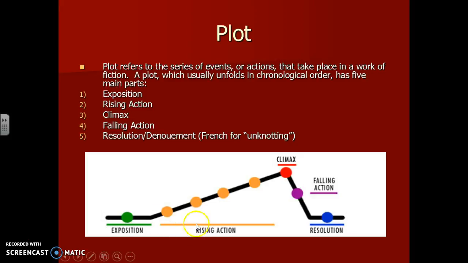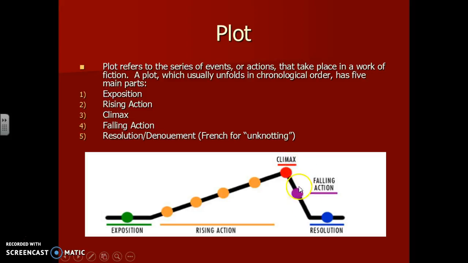Then we have rising action, shown here in the orange. Rising action is taking that conflict that happens right at the end of the exposition, or that inciting incident, and it builds on it. It moves up along the story. So it's events that are building to a climax. Now the climax is that highest point of action within a story, and it's usually a predictor of how the rest of the story is going to end, so that you know what's taking place and what's happening.